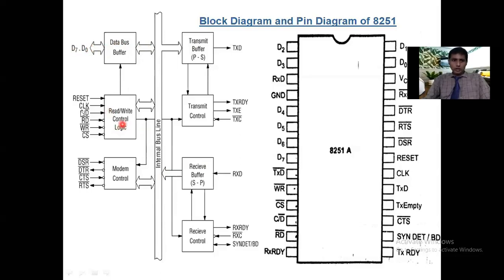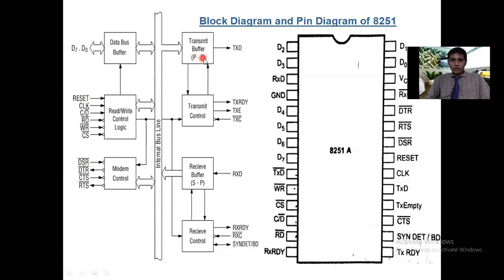Then the read-write control logic has a set of signals like clock, ready, read bar, write bar, CS bar, then C by D bar. Okay, it is command slash data, or control slash data bar. Then the reset signal. Then another important one is modem control. We know 8251 also communicates with modem devices. For that, we are using 4 signals: data set ready bar, data terminal ready bar, clear to send bar, and request to send bar. Like that, the signals are present.